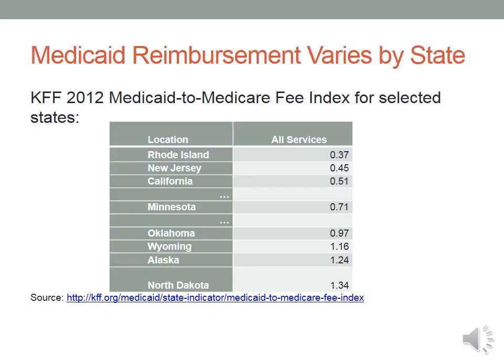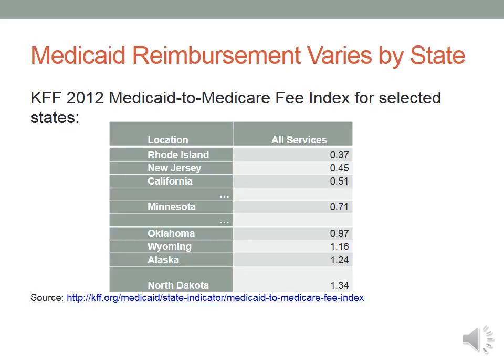Kaiser has a nice Medicaid-to-Medicare fee index that they update every few years. This is their most recent statistics, their 2012 fee index. I'm showing you some selected states here on the low end. Rhode Island, New Jersey, California, they pay only 37 to 51% of Medicare reimbursement to the Medicaid providers, or for individuals who go see a provider.